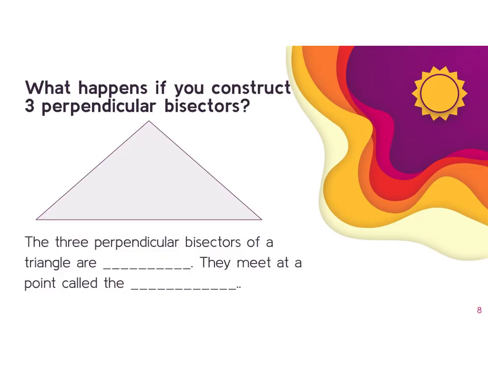Now let's look at what happens if you construct three perpendicular bisectors. So let's remember the perpendicular bisectors cut the line in half. So here and here cuts it in half. And then it's going to make a right angle. We're going to do that on all the sides. So here and here. And remember, this is not going to be perfect as I am drawing freehand. And then finally, the last one.